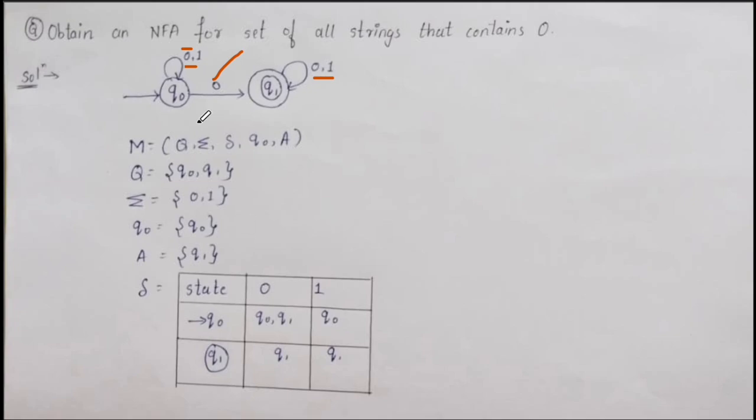When the input symbol is 1, it moves to Q0. That is, a self loop. And for the final state, when it has the input symbol 0, it moves to Q1, and for the same input symbol 1, it moves to Q1. That is, it ends with any number of zeros or 1.